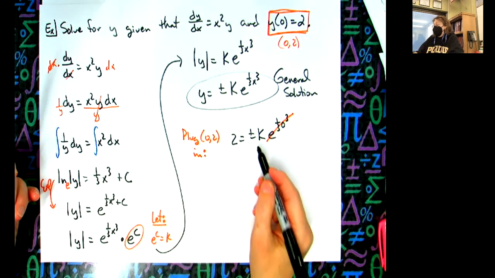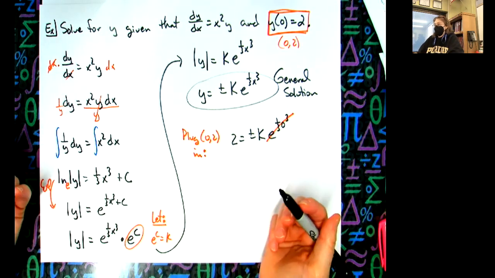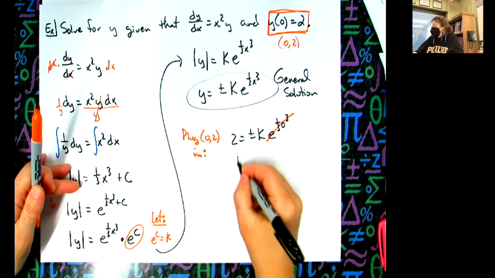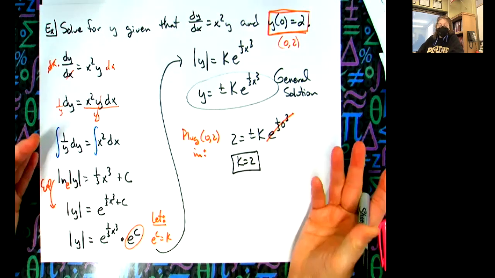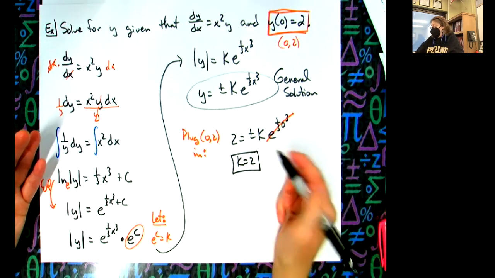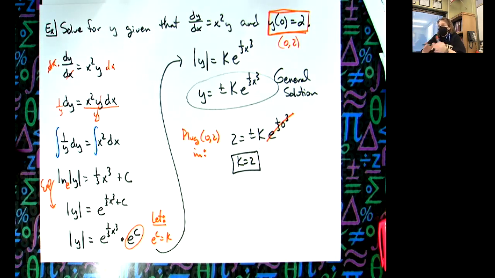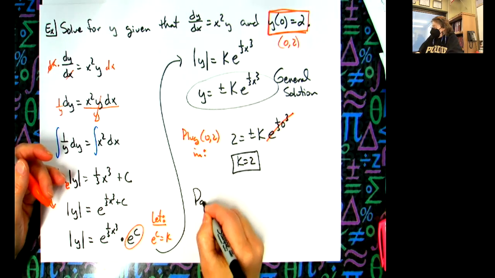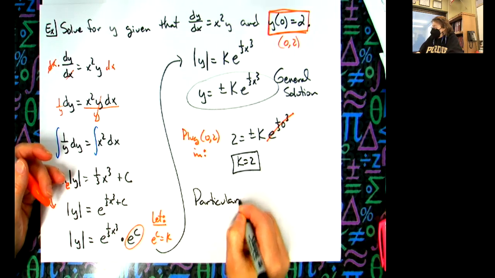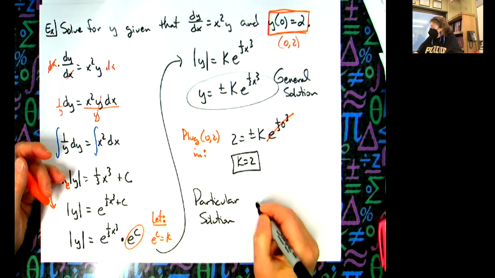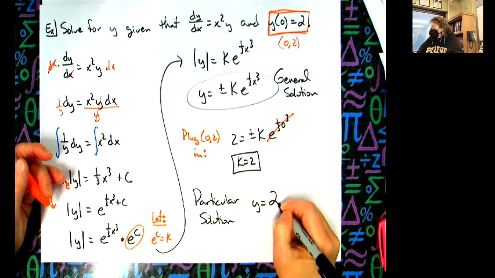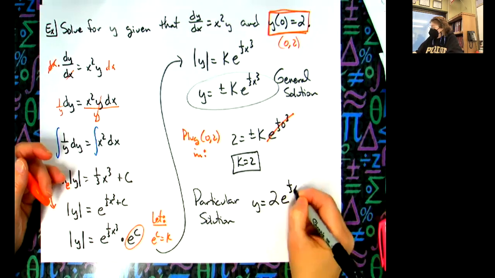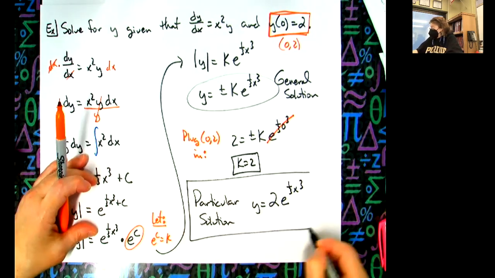Which then means, now, is my k positive or is my k negative? I've got a 2 right here, right? So I can just say k equals 2. It turned out that it's a positive 2. That's that plus or minus. It tells me, hey, when you find your k, it's either going to be positive or it's going to be negative. I've got a 2 right there, so it's positive. Then I'm going to take that and plug it back into my k. So then my particular solution is going to be y equals 2 e raised to the 1/3 x to the third.